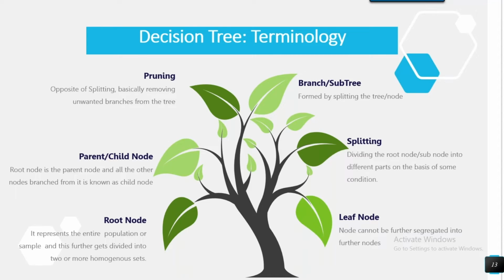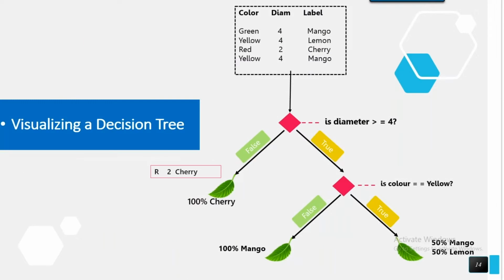And even that child node might be converted to a parent node, because if the child node is also divided into two parts, at that time that child node is known as a parent node, and then downside, the two nodes are known as the child nodes for that case. So this is the example to understand how you are visualizing the decision tree. It will be much more clear to you.